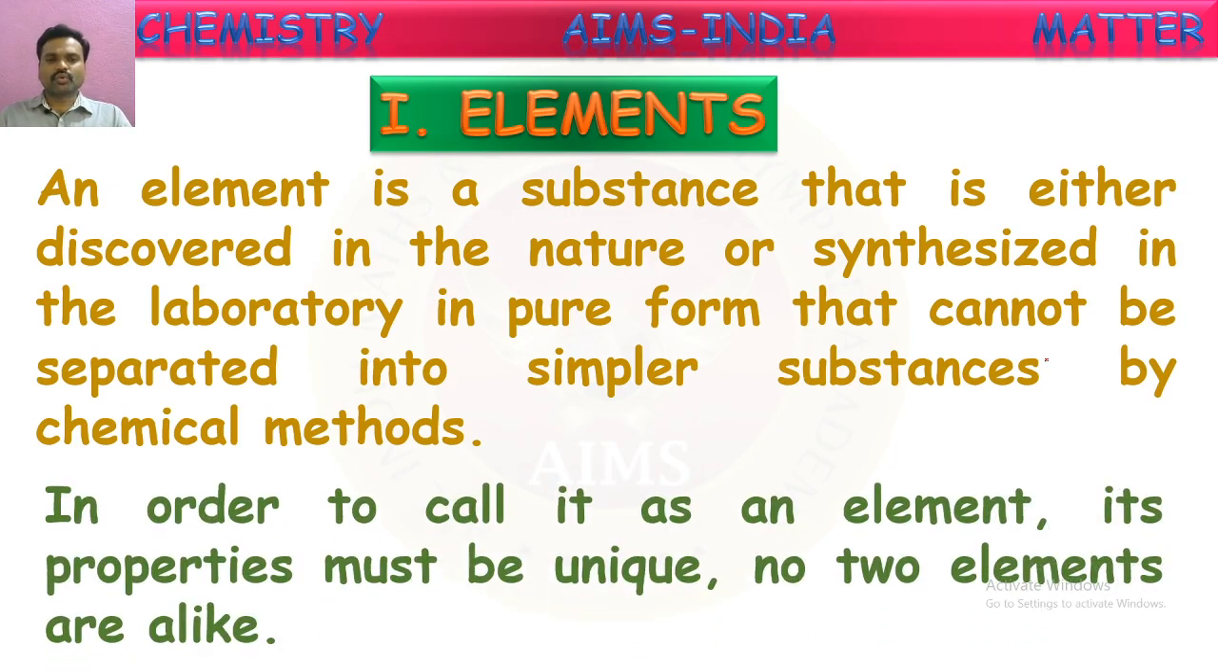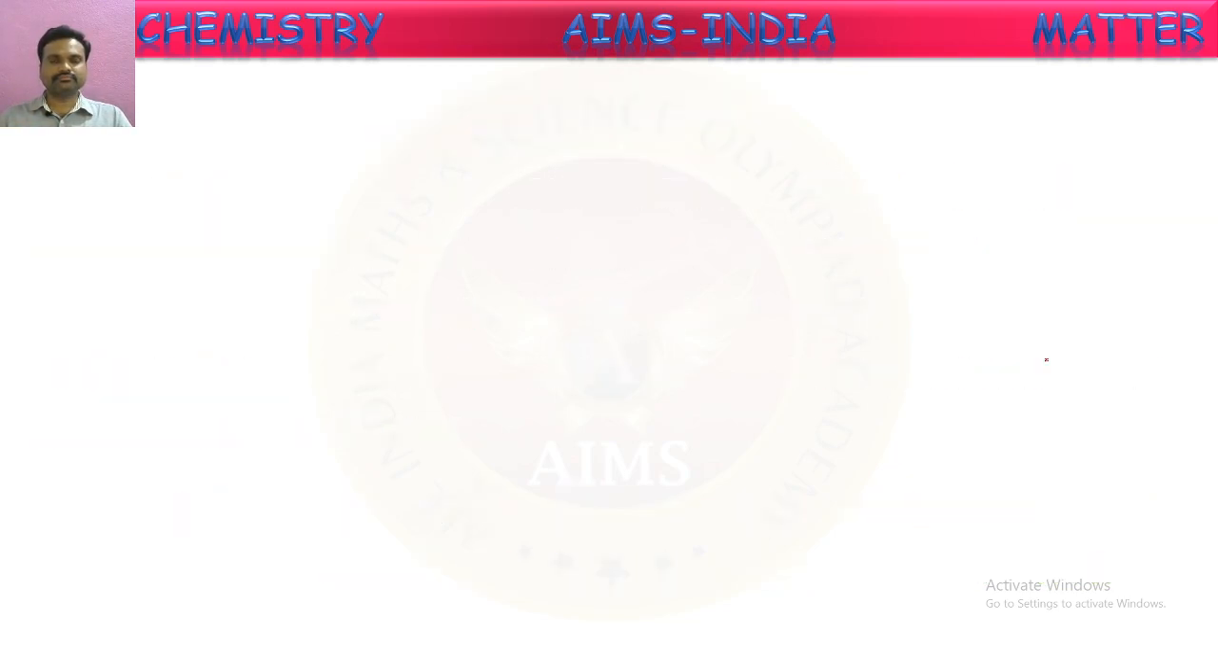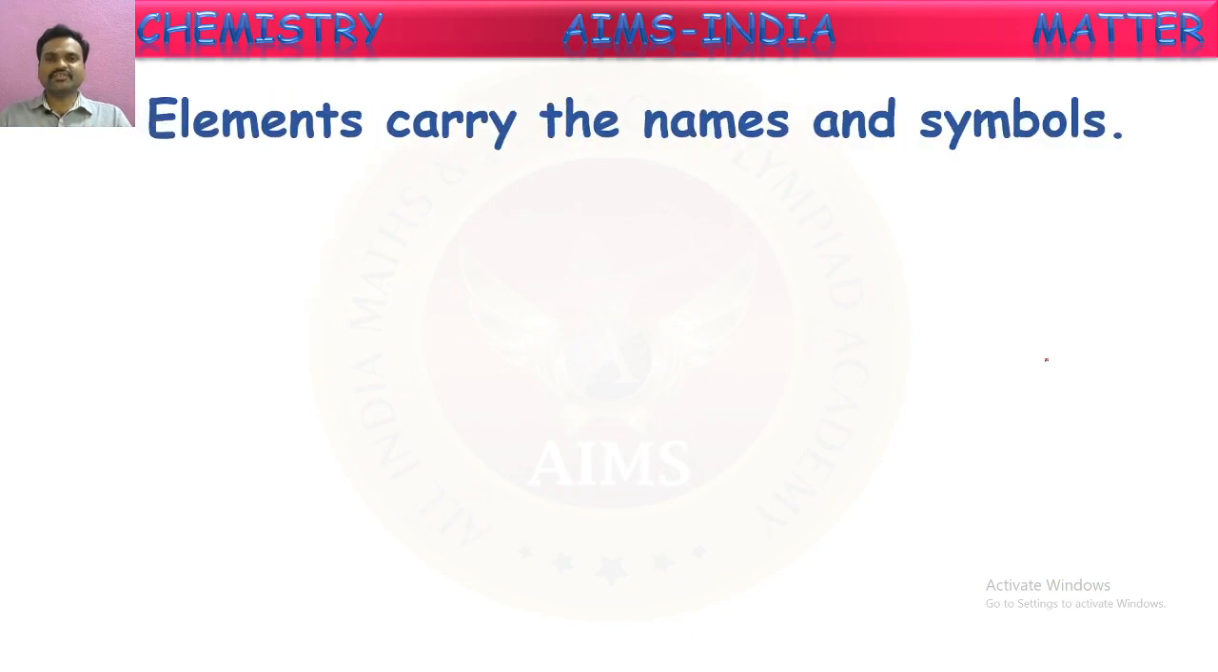In order to call it an element, its properties must be unique. No two elements are alike. Yes, there are so many elements, but no two elements have similar properties. All the properties may not be the same for any two elements, and each and every element has its unique properties. Elements carry names and symbols. Each and every element has its own symbol and its own name.